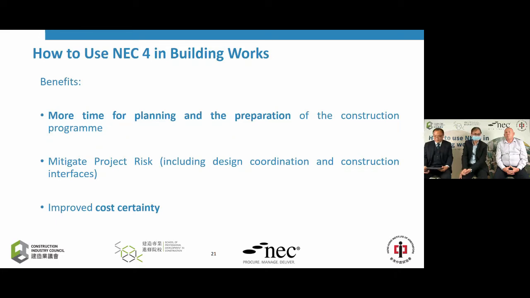Now, I'm not going to talk about that too much, and if you want to know how ECI operates and what benefits you can achieve if you use ECI, you can go to the official website of the NEC4, okay?